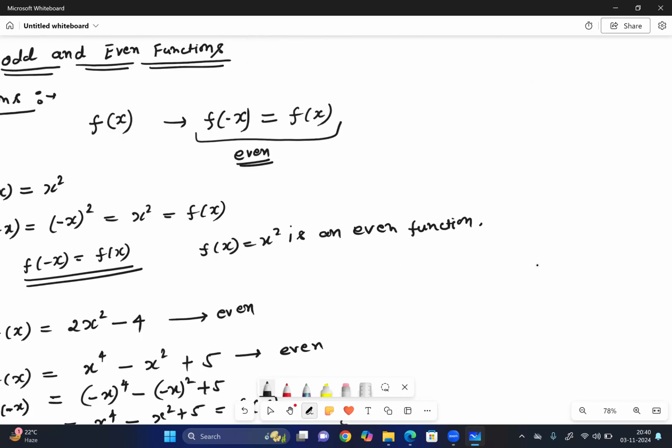Look at this x squared function. When we have a function of x squared, can you see this is a symmetrical function? Whatever we see on the right side, we see the same thing on the left side, on the minus x-axis, right? And it's symmetrical about the y-axis, right?